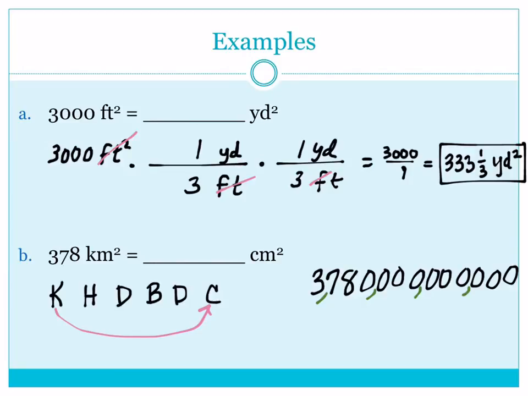We can also take a look at this. We have 3,000 across the top. We have 9 across the bottom. This is 333 and 1/3 square yards.